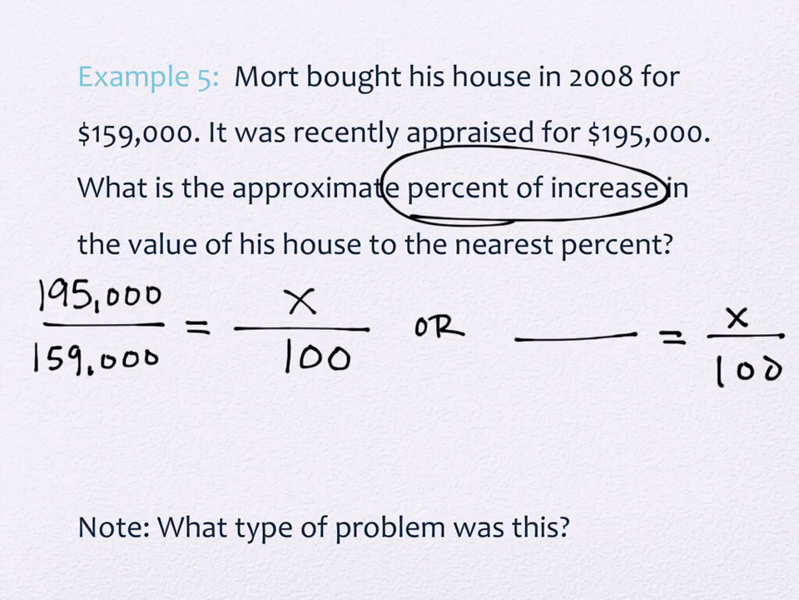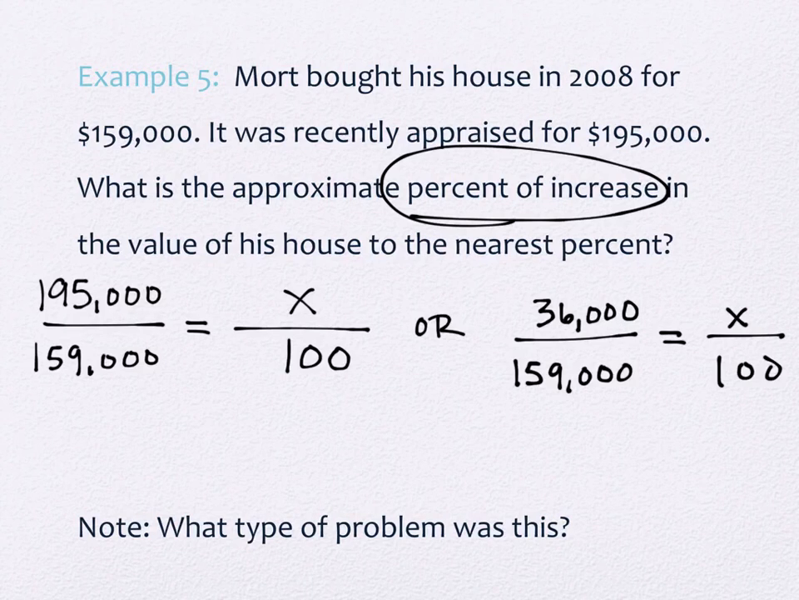What I could do is set it up so that the numerator is the value of the increase. We're trying to figure out how much the house increased in price, right? How much did my soda at the dollar store increase in price? Well, it didn't increase $1.25, it increased 25 cents. So the increase could go on the top here, and if you take 159,000 and 195,000 and subtract them, you get that the house is now worth $36,000 more than it was before.